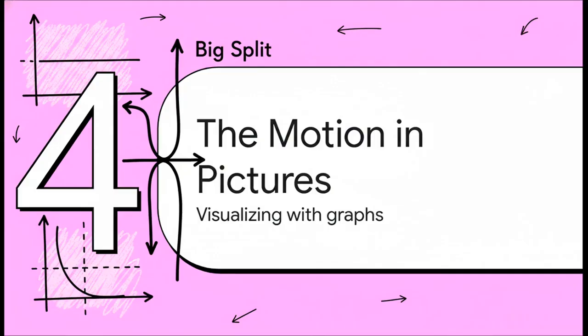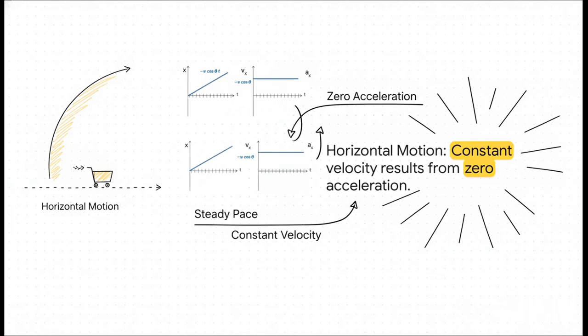You know, to really make this idea stick, let's actually look at the motion in pictures. Let's visualize the horizontal and vertical stories using graphs. It's just a really powerful way to see the big split in a whole new light. First, let's look at the horizontal world. I mean, look how simple and kind of boring it is. The acceleration? It's 0. A flat line right on the axis. And because there's no acceleration, the velocity doesn't change. It's another flat, constant line.